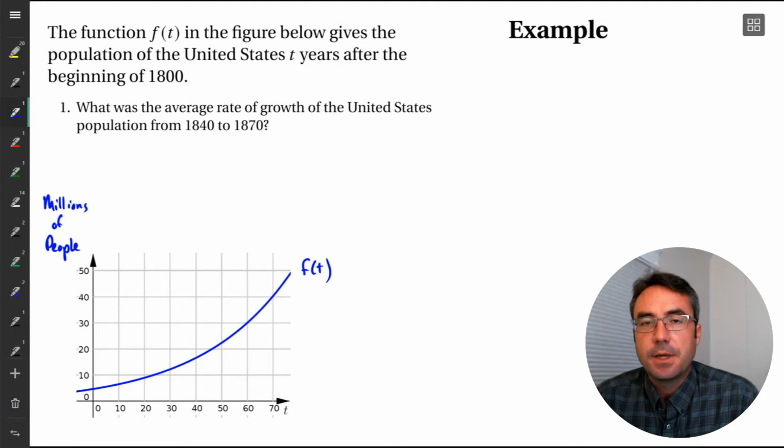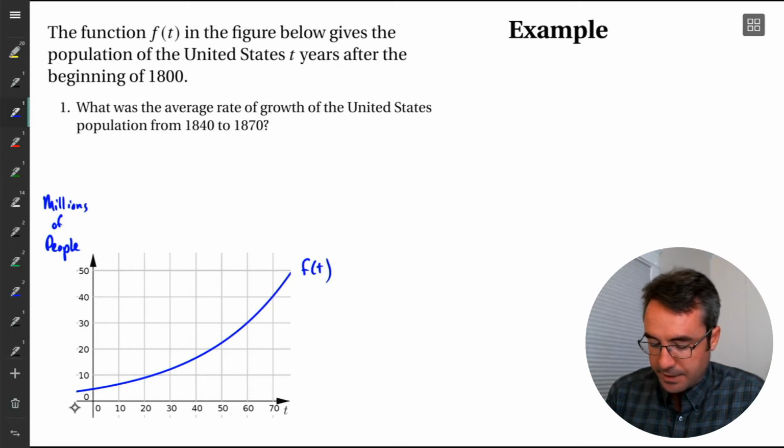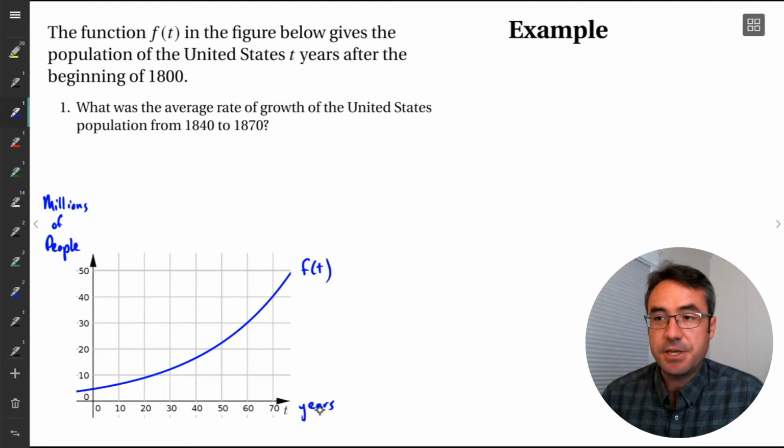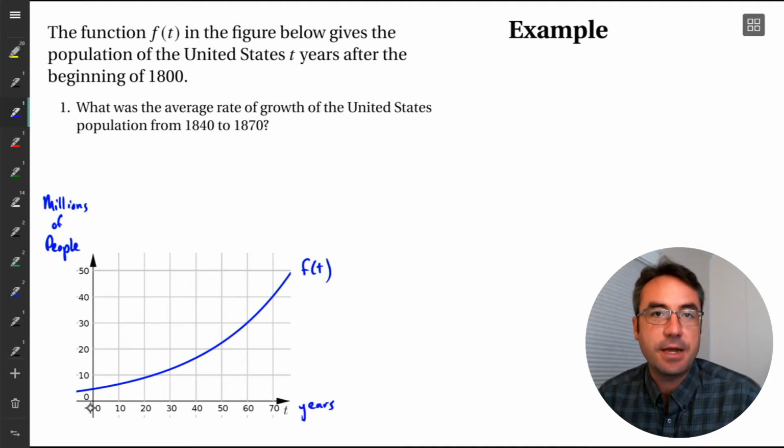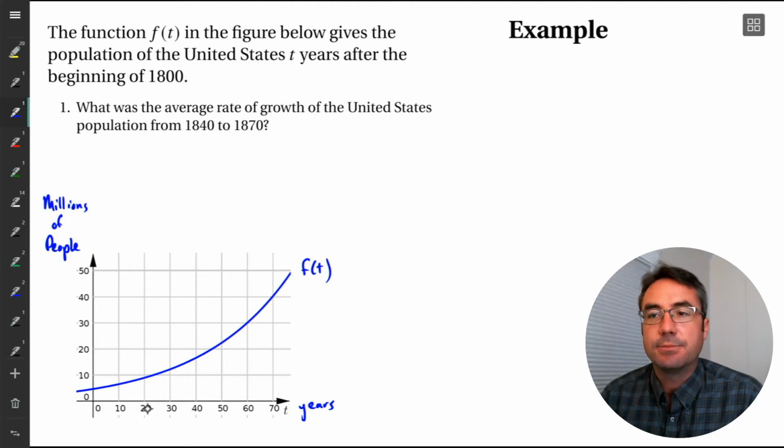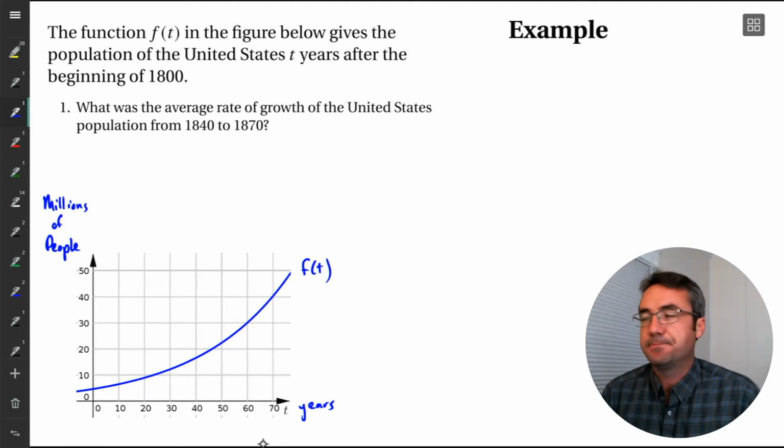All right. And what about for the horizontal axis, t? That represents time, or specifically in this case, years. And it's years after 1800. So like 0 would mean 1800, 10 would mean 1810, 20 would mean 1820, and so on.